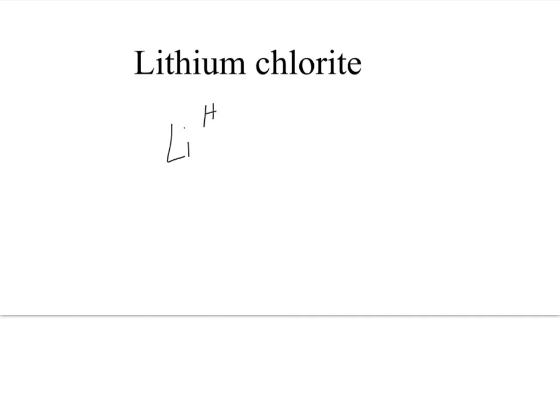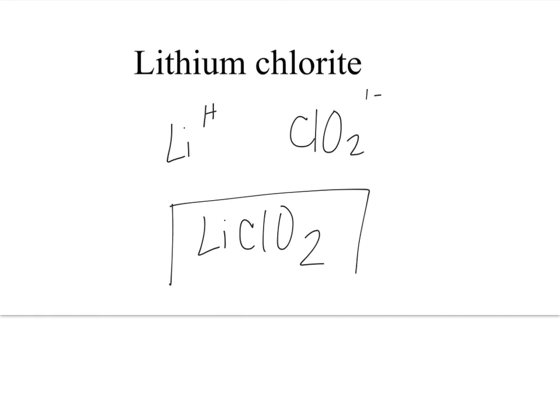And finally, last but not least, we have lithium chlorite. Lithium is always 1 plus. Chlorite is ClO2 and it's a 1 minus. Because we have equal and opposite, they cancel. LiClO2, lithium chlorite.